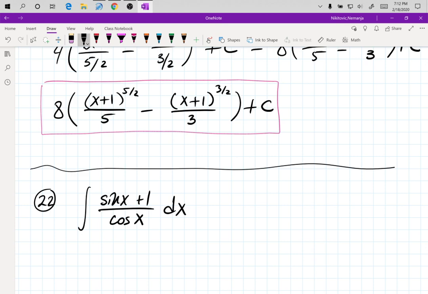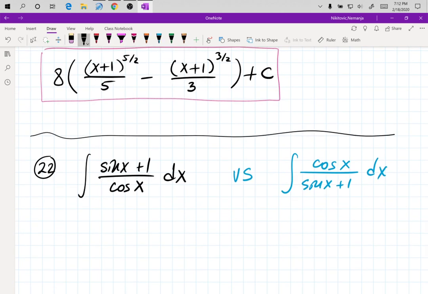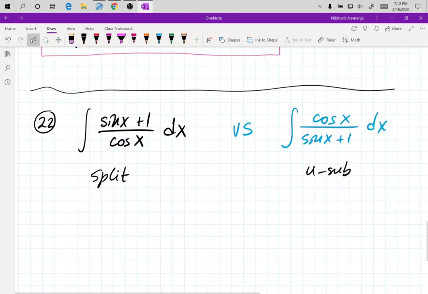So I'm just going to say over here as a note, cosine x over sine x plus 1 dx. So this one, split, and this one, u sub. So that's your life.